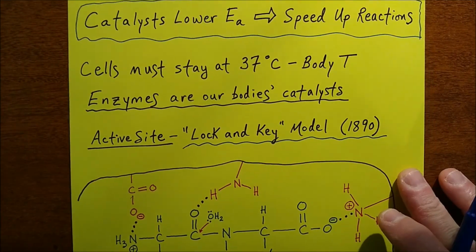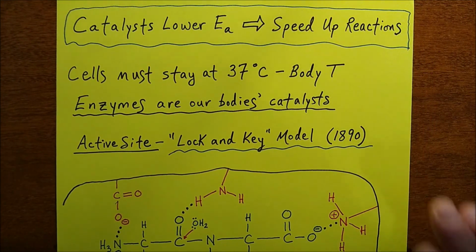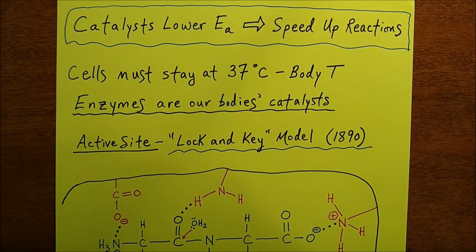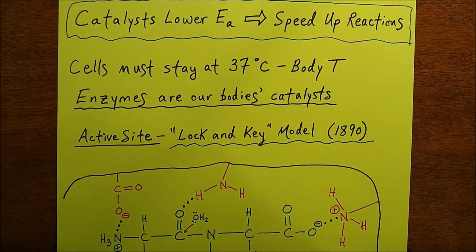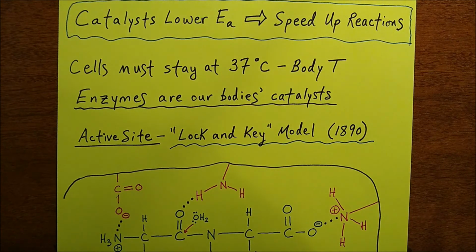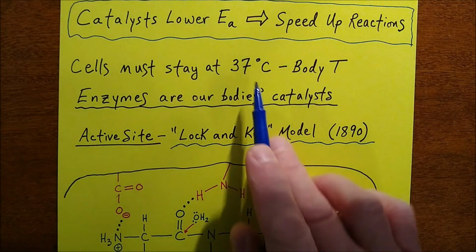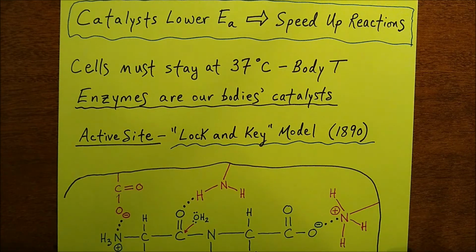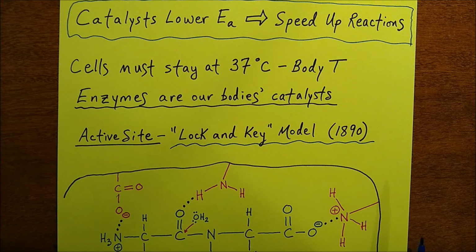I also want to show you a more specific diagram. Since this is a chemistry class, I want you to have some understanding of what's going on in these active sites with atoms, not just some schematic diagram. As you know, our body temperature is about 98.6 Fahrenheit, which I believe is around 37 degrees Celsius. Cells have to stay at that temperature. The temperature can't go much below that or much higher than that, otherwise we run into big problems. Cells will die and reactions will stop.